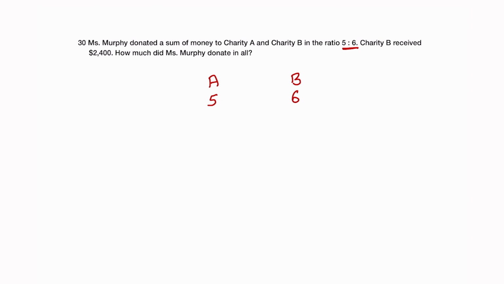Charity B received, so this is basically units, right? And the real amount, the actual amount that charity B received, was $2,400. So we do it directly here. 6 to 2,400 is how much? 6 to 24 is 4. And then we put this 0. So that's times 400. And the same thing we do here.